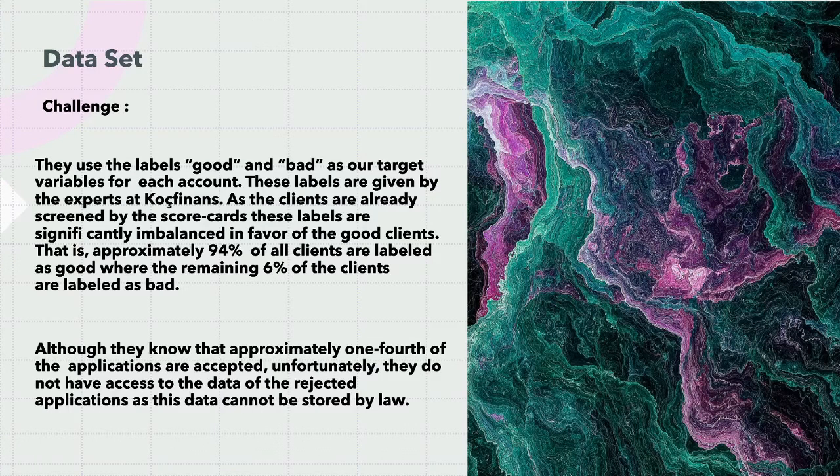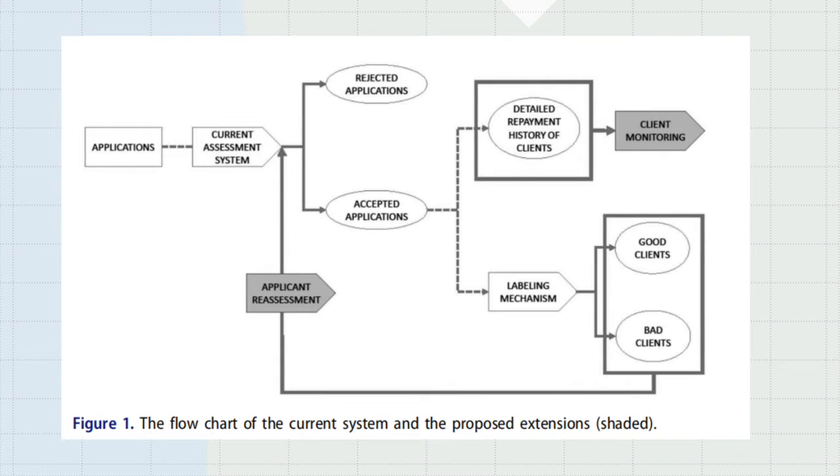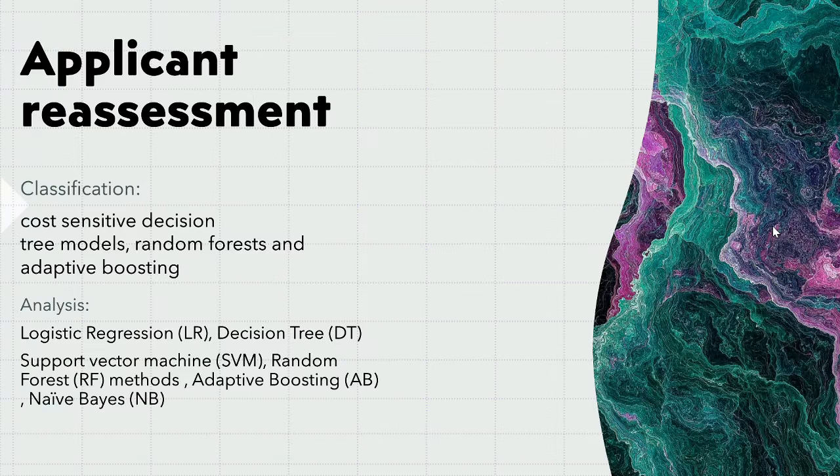Although they know that around 1/4 of the applications are accepted, they have no access to the data of the rejected applications, as this data cannot be stored by law. And here is the flow chart of the current system. In this study, the authors mainly focus on the applicant reassessment and client monitoring parts, which are shaded in this chart.